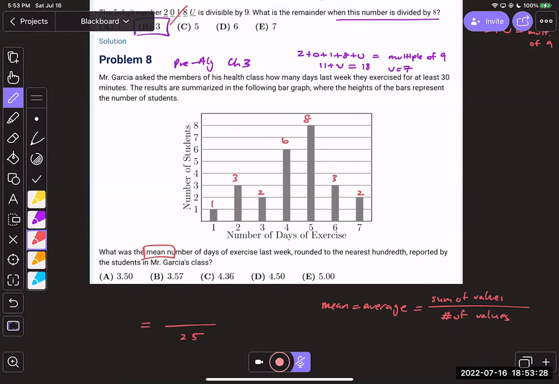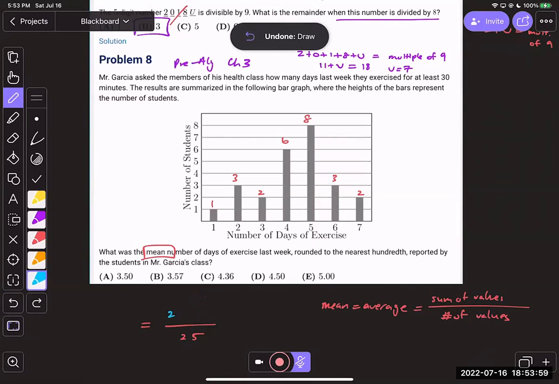Okay. What about the sum of the values? How do we do that? Do we just have to do 1 plus 2 plus 2 plus 2 plus 3 plus 3 plus... Do we have to add up 25 different numbers? You could, for each bar, multiply the number of days of exercise by the number of students. Yeah, you could. Instead of doing 2 plus 2 plus 2, you could recognize, hey, this is the same thing as 3 times 2.